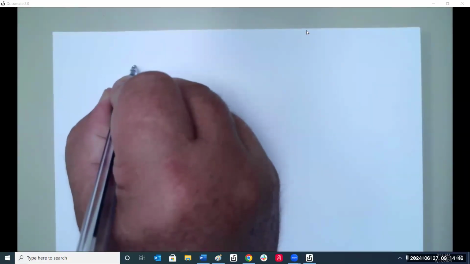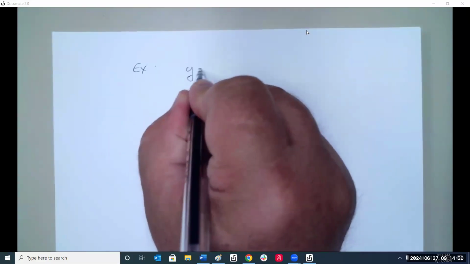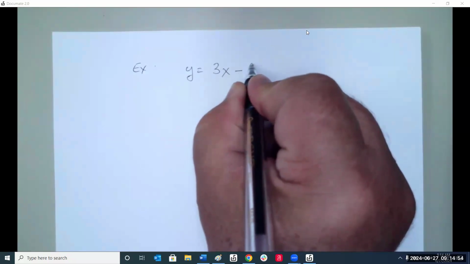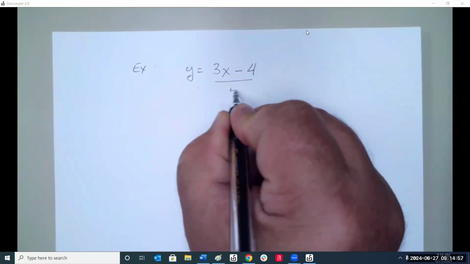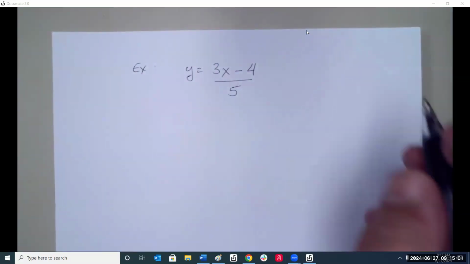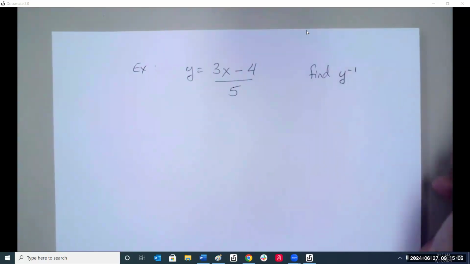Let's do one more. y is equal to 3x minus 4 over 5. Find the inverse.